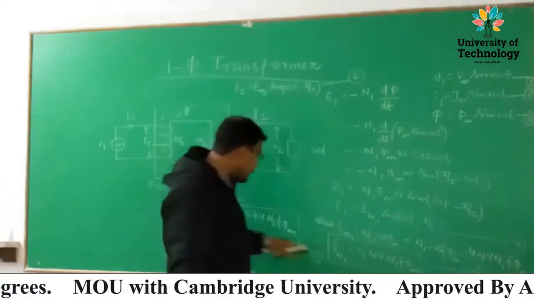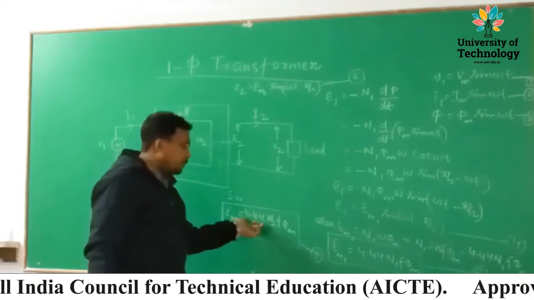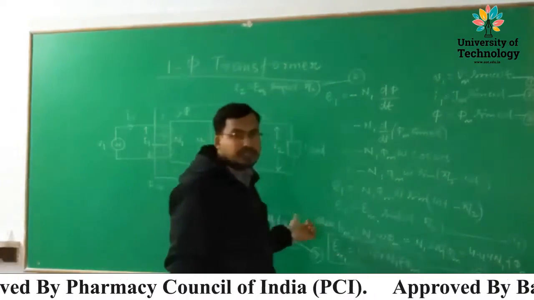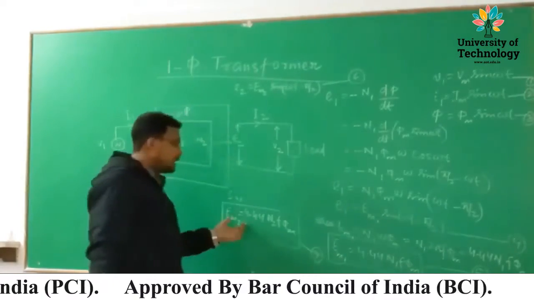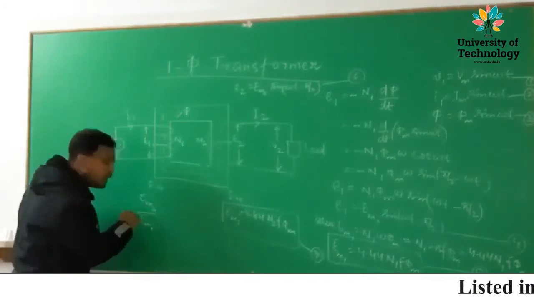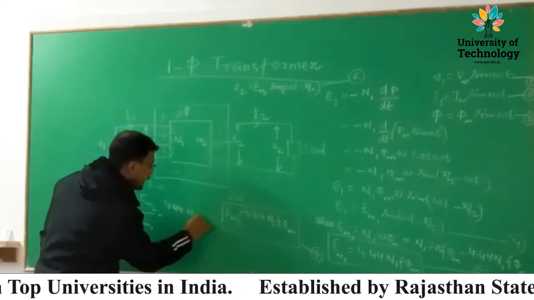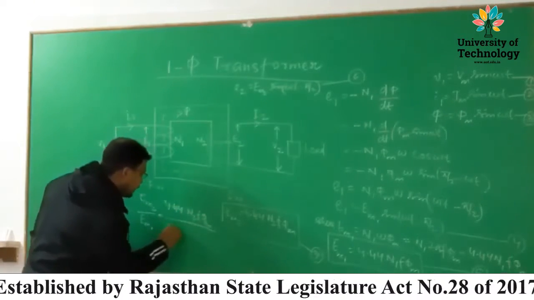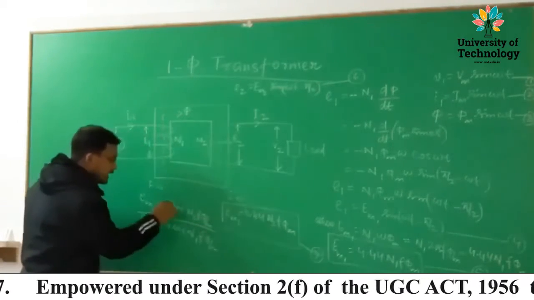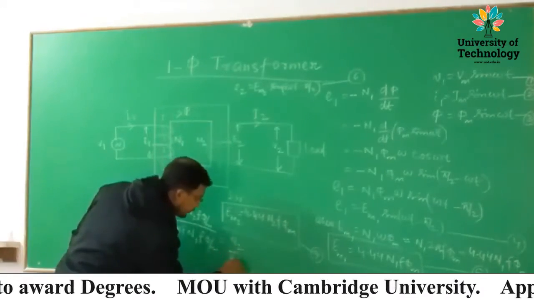Now if we consider equations number 5 and 7, in both equations the common part is 4.44 f and phi m. The only difference is in their number of turns N1 and N2. Now if we compare these two, or divide Em2 by Em1, we get 4.44 N2 f phi m divided by 4.44 N1 f phi m. So phi m, frequency and this constant term get cancelled, and finally we get the term N2 by N1.